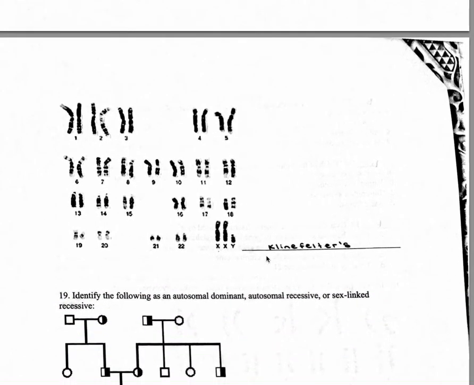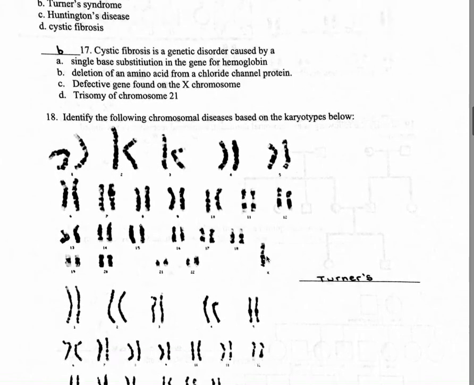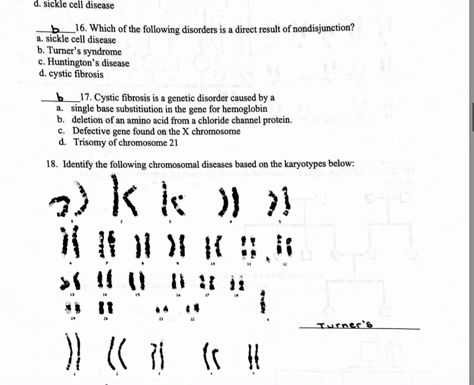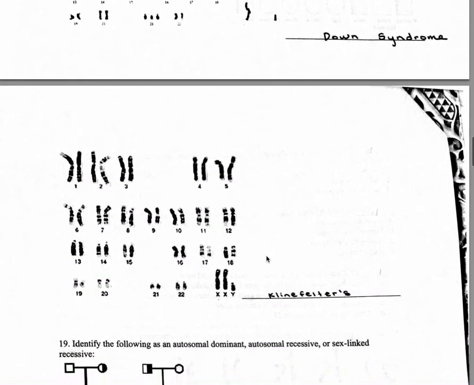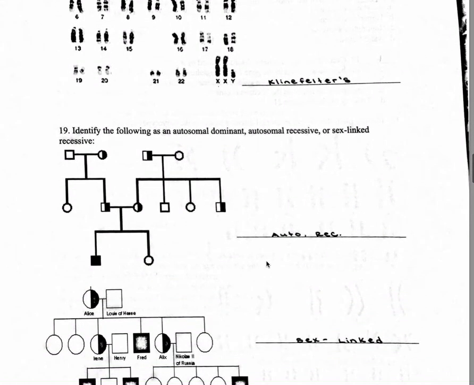We then have the genetic mutations, which include cystic fibrosis, sickle cell anemia, and whatever the other one was. So cystic fibrosis, sickle cell anemia, and Huntington's disease, which is a dominant disorder. The other 2 are recessive.